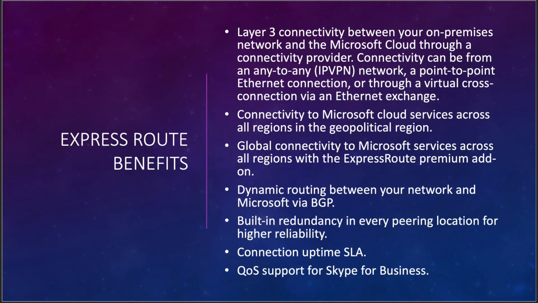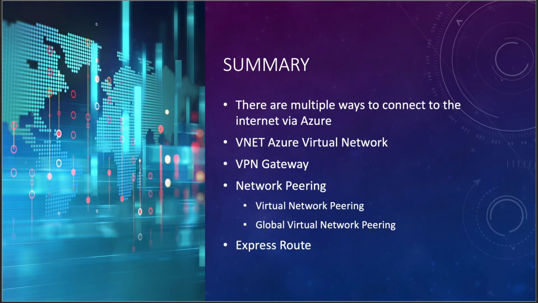It's layer 3 connectivity, and that's between your on-premise network and the Microsoft Cloud. It's connectivity to Microsoft Cloud services across all regions, global connectivity to Microsoft services, dynamic routing via BGP, which is important if you're going to set up some networks. And when you go deeper into Microsoft, you'll cover more about how to route on networks, built-in redundancy, connection uptime SLAs, and quality of service support for Skype for Business. So there's a lot of neat things that you can do with ExpressRoute, but it really is a nice way of tying your data center to the Microsoft Cloud.